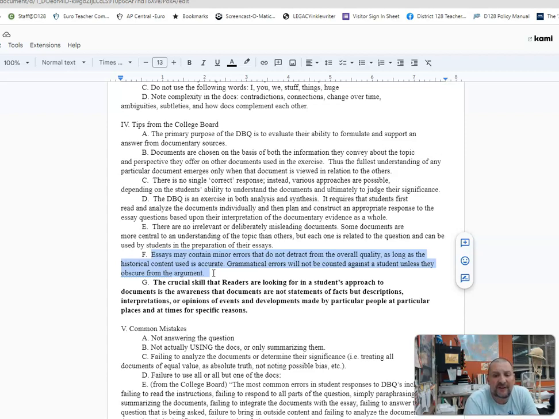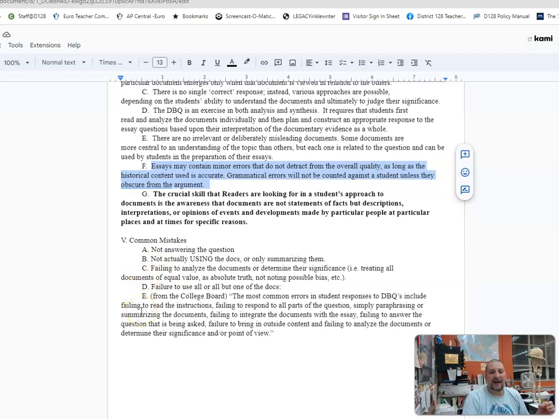So the crucial skill that readers are looking for in students' approach to documents is awareness that the documents are not statements of fact, but they're descriptions, interpretations, or opinions of events and developments made by particular people at particular places and times for specific reasons. Again, none of these are the truth. They're interpretations.